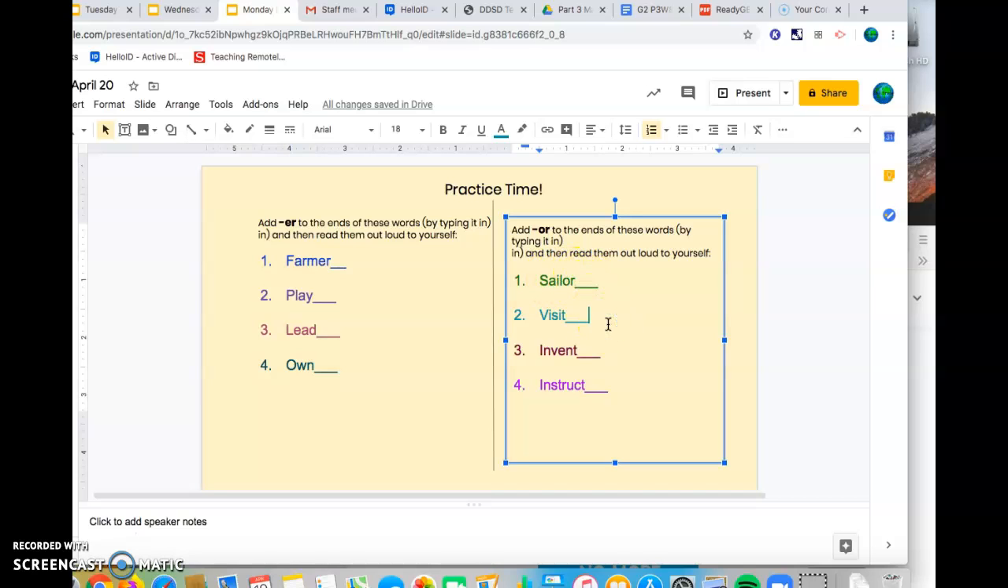When you are done with all 8 of the words, typing in the suffixes and reading them to yourself, then press the X and press the blue turn in button to be done with your phonics lesson for today.